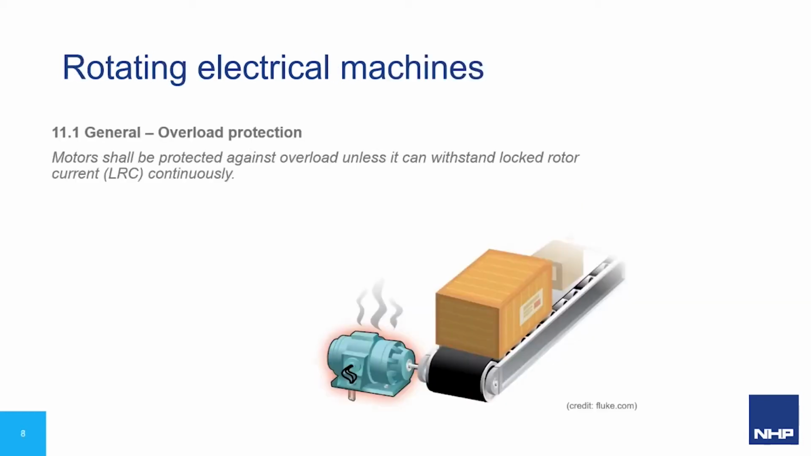So within Section 7, 11, specifically 11.1, it states that additional requirements that rotating electrical machinery shall be protected against overload unless they can withstand continuously the starting current at rated voltage and frequency without inadmissible heating. So this just means they would need to be able to withstand the motor's locked rotor current continuously without excess heating.